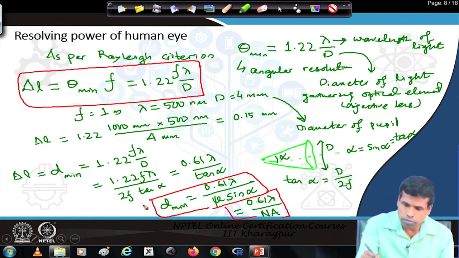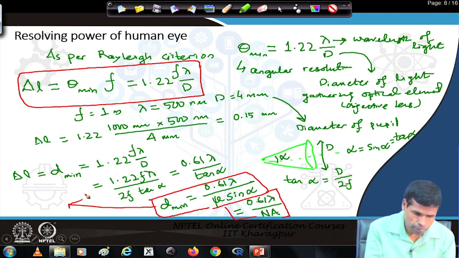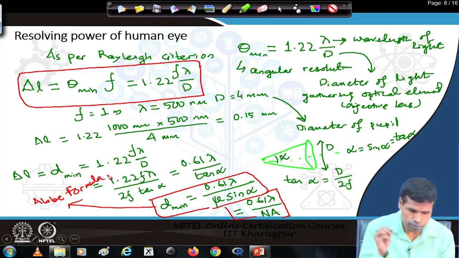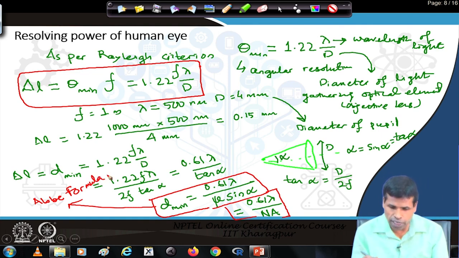This is called Abbe formula. This was derived by Ernst Karl Abbe in the 1870s, and it underlines the importance of lambda, that is the wavelength of the light, and numerical aperture.